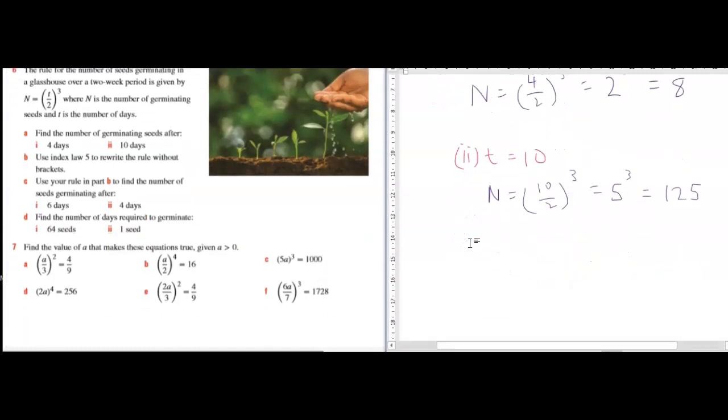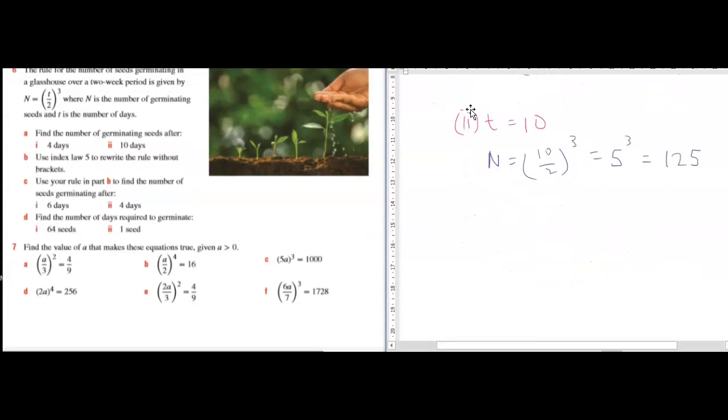All right, so question B, use index law 5 to rewrite the rule without brackets. So let's just write that down. Our rule is n equals (t over 2) cubed. So we're going to get rid of this bracket. Remember, we take the numerator to that power, so t to the power of 3 and 2 to the power of 3. So it's going to be t cubed over 8.